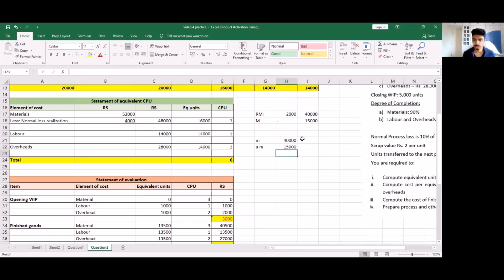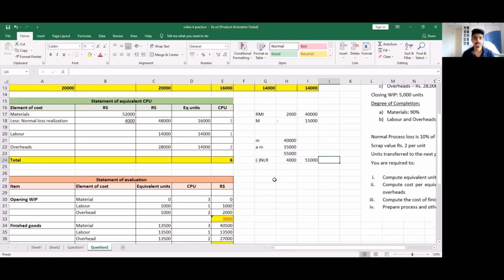We will add these two values to get a sum of 55,000. So from this 55,000, we will subtract normal loss realization. Let's say our normal loss realization is 4,000. By doing this, we will get an amount of 51,000. And then we will go on to divide this by our equivalent units.